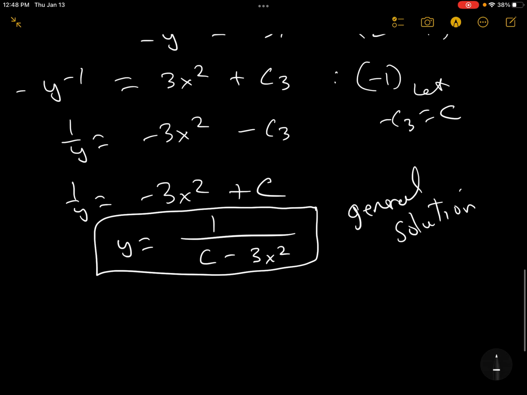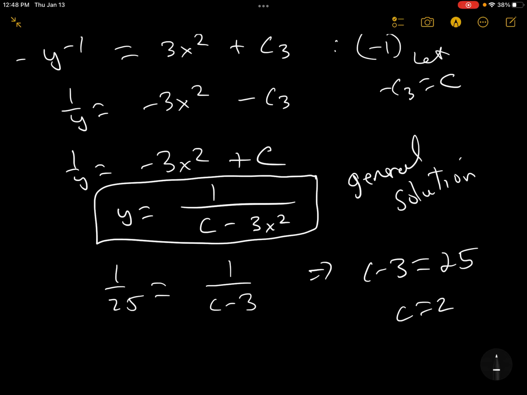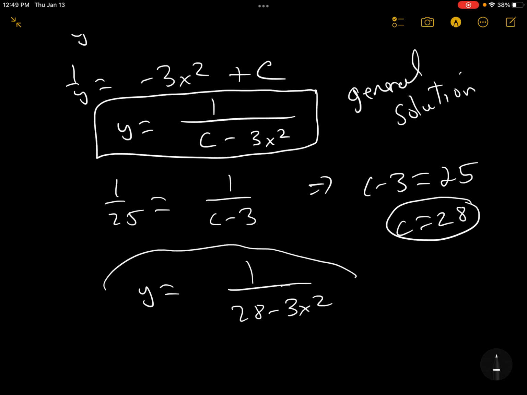Okay, and now we find the particular solution. We plug in 1, so we have 1 over 25 equals 1 over C minus 3, which says C minus 3 equals 25. And so C equals 28. So the particular solution is this guy. All right, see you.